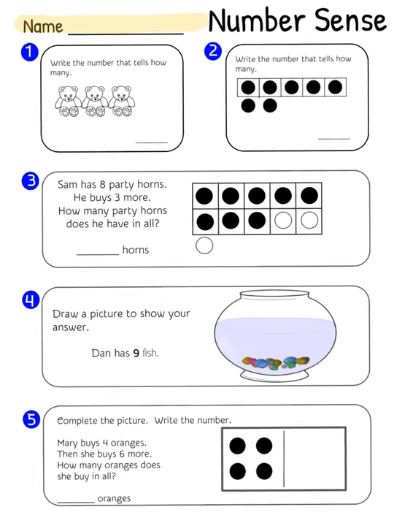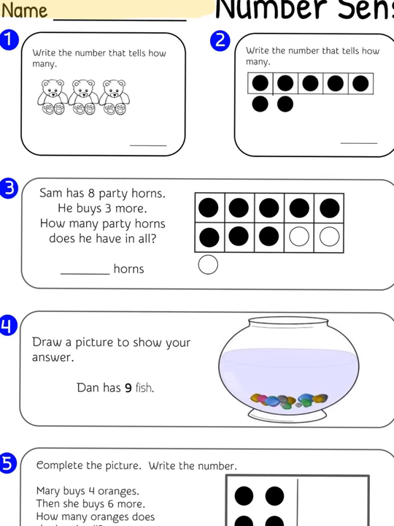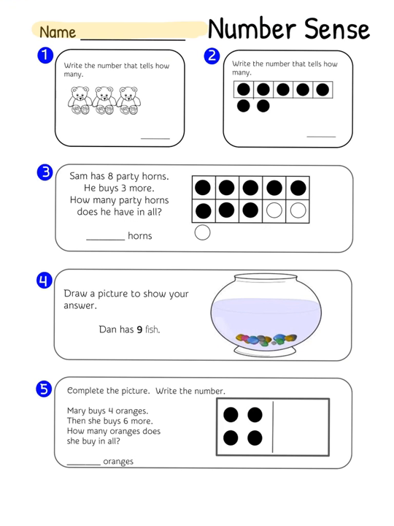We are going to read it. It says, Sam has 8 party horns. He buys 3 more. How many party horns does he have in all? So you're going to look at the counters. He started with 8. Then he buys 3 more. And then you're going to write your answer in the blank. We are on number 4.